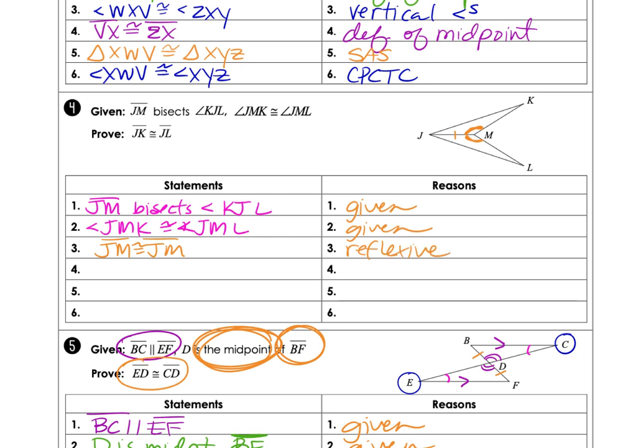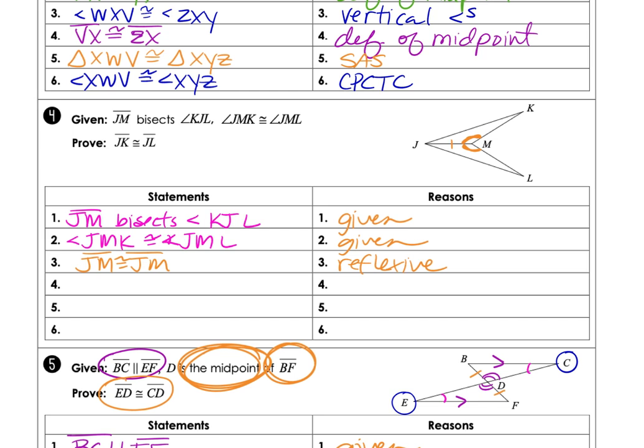Okay. There's one more thing that you know about those two triangles. What is it? Something that your given should be pointing you to. What's your given information? It bisects, okay. So if it bisects this, then what is congruent? JL and JK. It's not bisecting the segment.